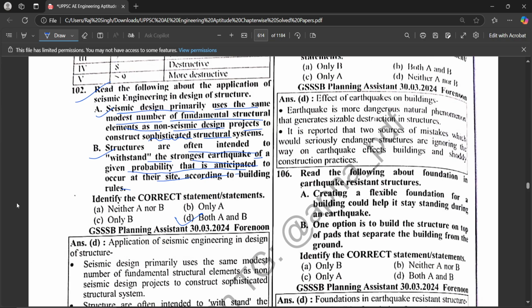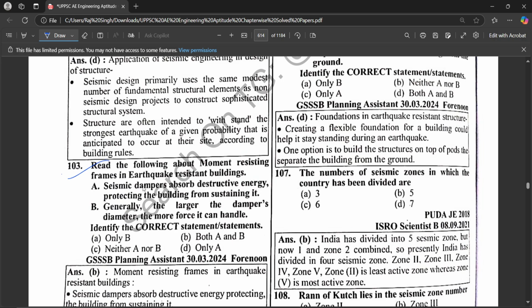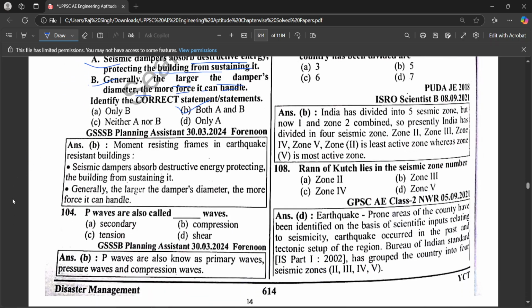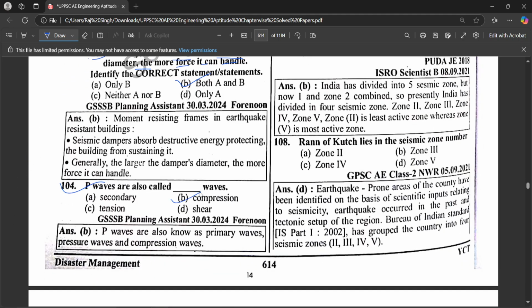Both statements are correct. Seismic dampers absorb destructive energy, protecting the building from sustaining it. Generally, the larger the damper diameter, the more force it can handle, and both statements are true. P waves are also called compression waves.